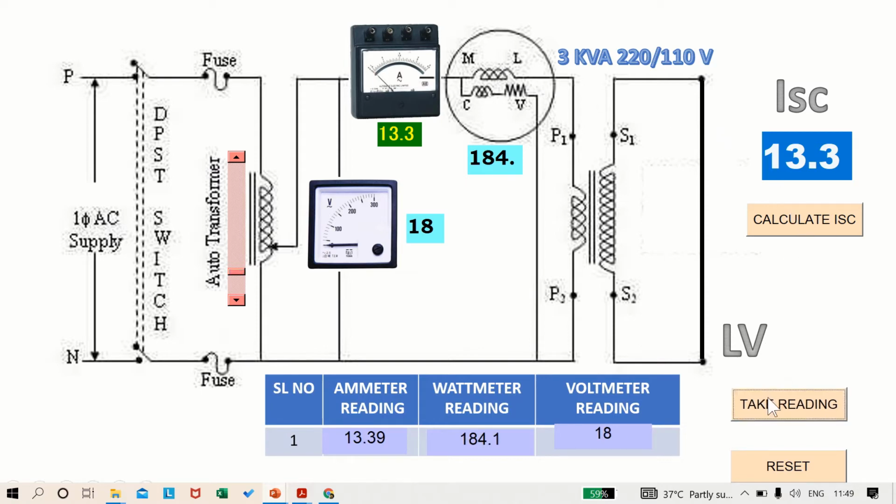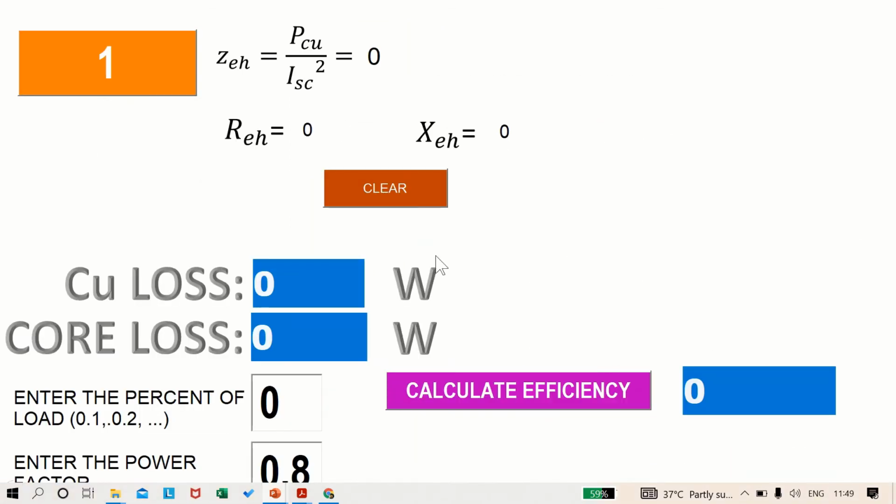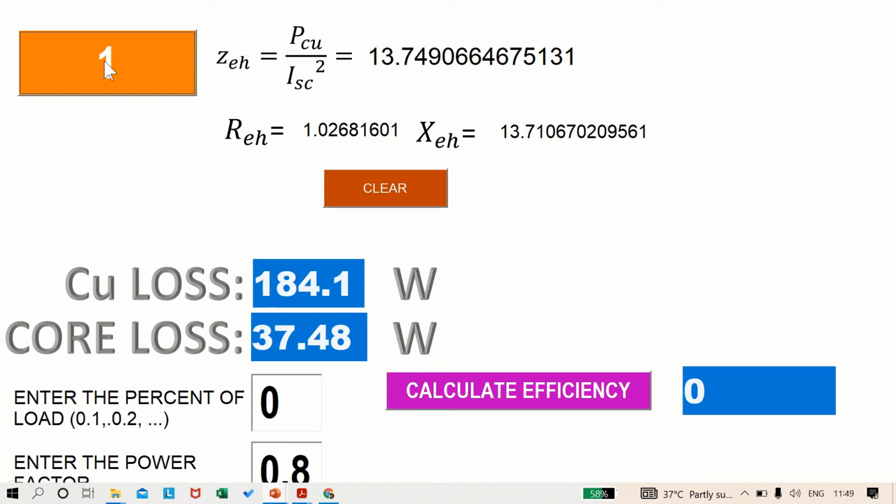Now take reading, and it will fill the tabular column with ammeter reading, wattmeter reading and voltmeter reading. Next, using these values, we can calculate the REH and XEH, where REH is the resistance of the transformer referred to the high voltage side and XEH is the reactance of the transformer referred to the high voltage side. Now you have got the core loss and copper loss. With the help of this core loss and copper loss, you can calculate the efficiency at any load.